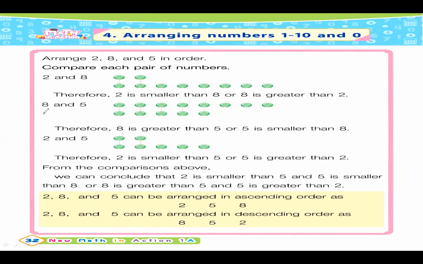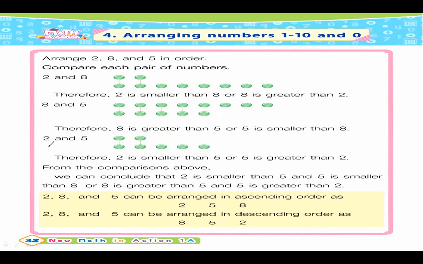Here is another one. How about 8 and 5? We have 8 marbles here and then 5 marbles. 1, 2, 3, 4, 5. 1, 2, 3, 4, 5, 6, 7, 8. So therefore, 8 is greater than 5, or 5 is smaller than 8.